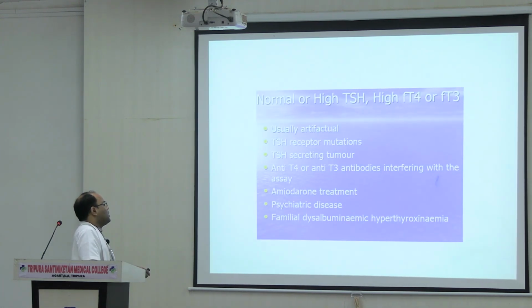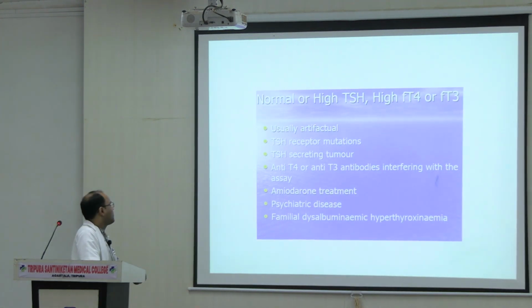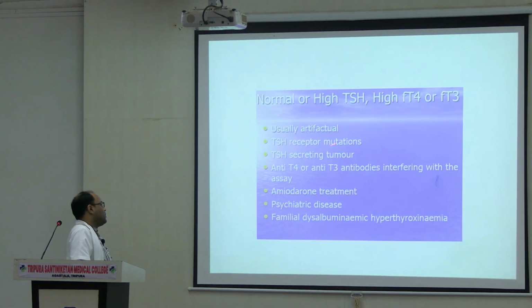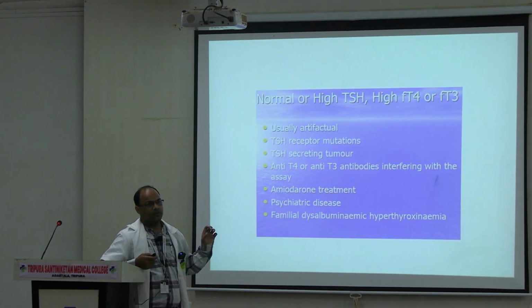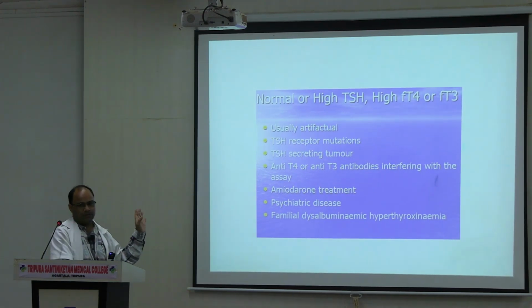Normal or high TSH, high FT3 and high FT4: this is actually misleading. You have to repeat this test. This is not possible actually. In rare conditions, there can be TSH receptor mutation, TSH secreting tumor, anti-T4 or anti-T3 antibodies interfering with the assay, amiodarone treatment, psychiatric disease, familial dysalbuminemic hyperthyroxinemia. Actually, in our practice, we rarely find this kind of case.